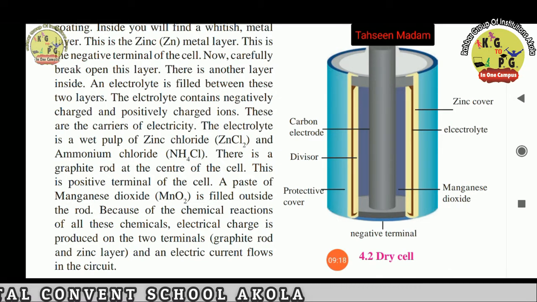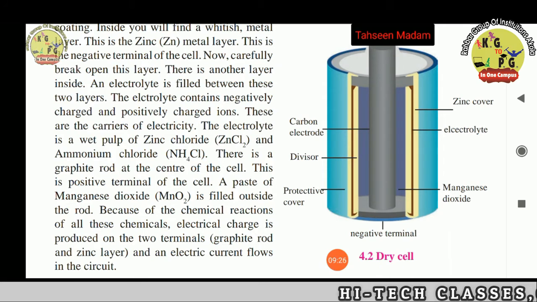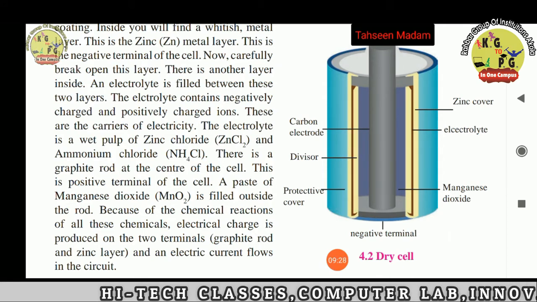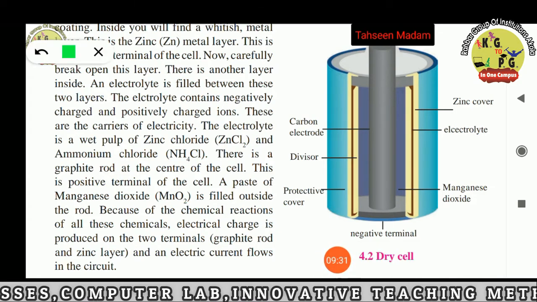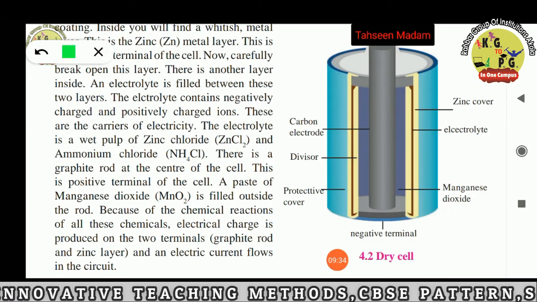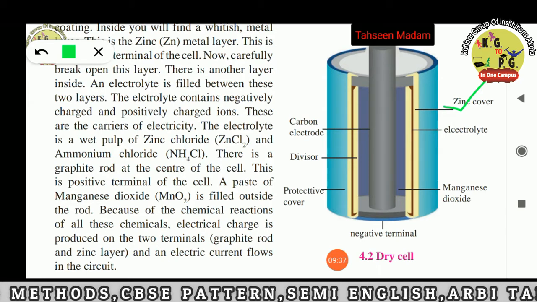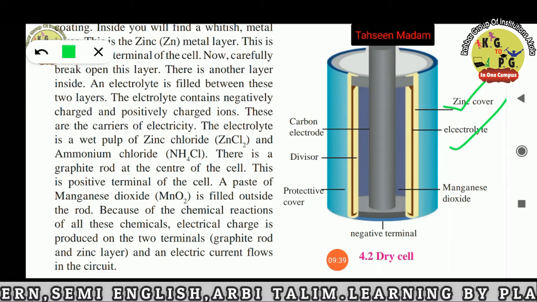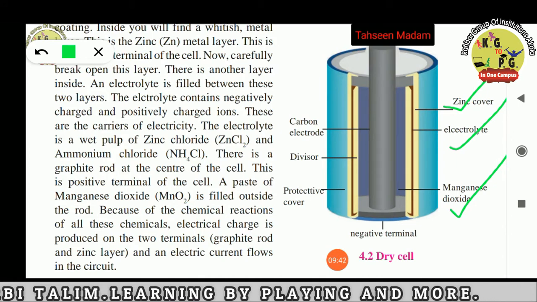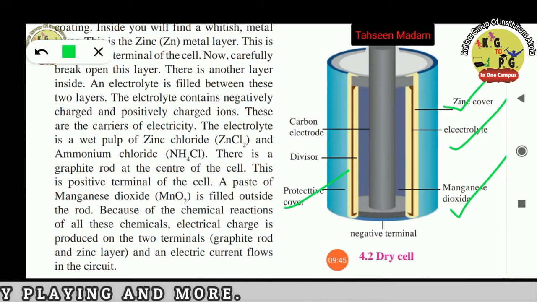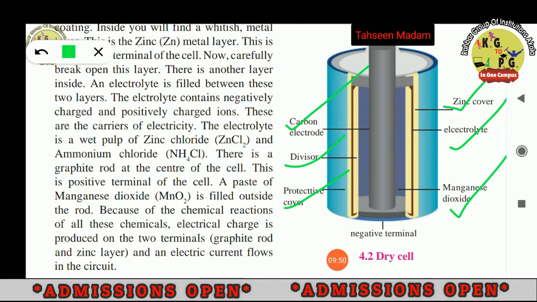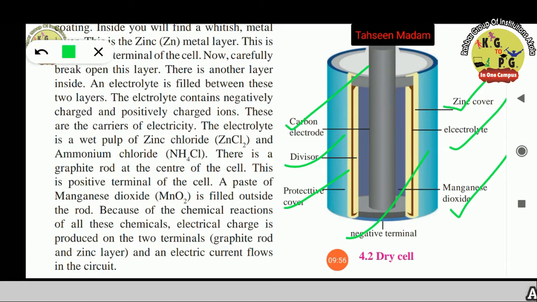Because of the chemical reaction of all these chemicals, electrical charge is produced on the two terminals, the graphite rod and the zinc layer, and an electric current flows in the circuit. Yes, this is the zinc rod, electrolyte, manganese dioxide, MnO2. Here is the positive cover. This is the carbon rod. This is the negative terminal. This is a figure of a dry cell.